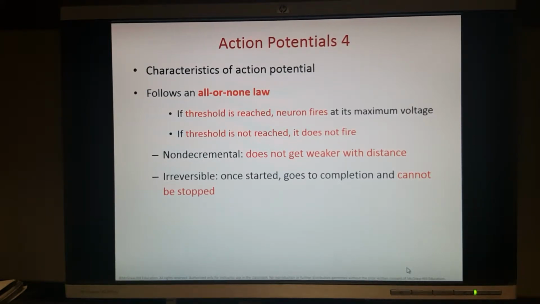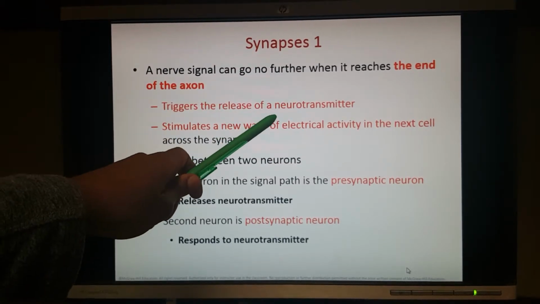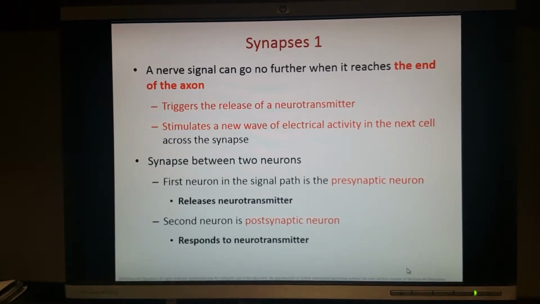It's not like you can start sending an action potential down your axon and then all of a sudden your neuron changes its mind and stops the action potential from going. It's going to go all the way down to the end part of the neuron. Once you reach the end of your neuron, the electrical signal that was traveling down the axon is converted into a chemical signal called a neurotransmitter.